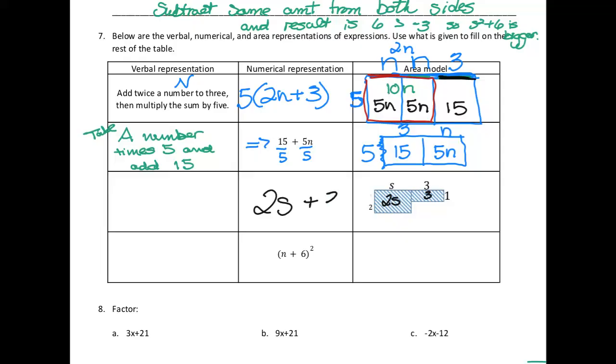2s plus 3. And how could you verbally say that? I would say multiply 2 by s and add 3. Is that the only way you can say it? No, but you do have to be careful how you say these verbally, okay?